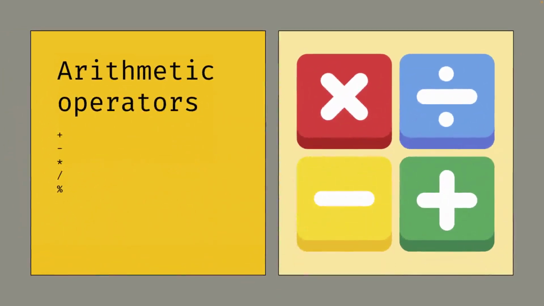Arithmetic operators can be performed on all floating points and integer numbers. Java has the following arithmetic operators: plus, minus, times, divided by, and the modulus. Let's explore them in IntelliJ.